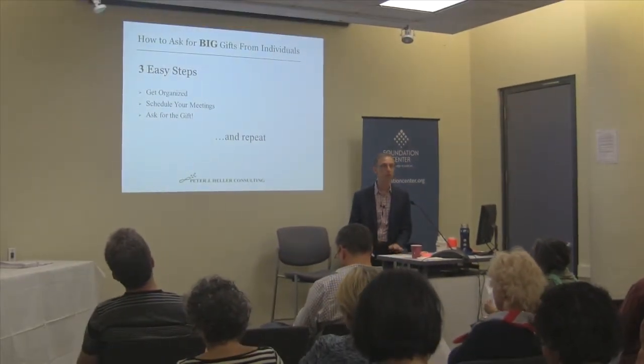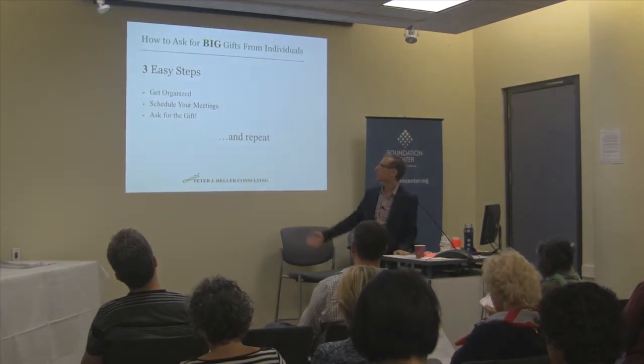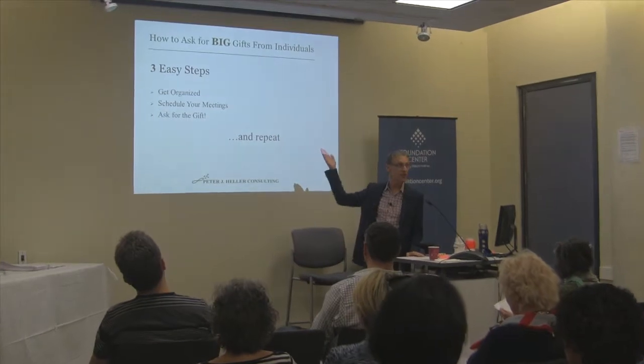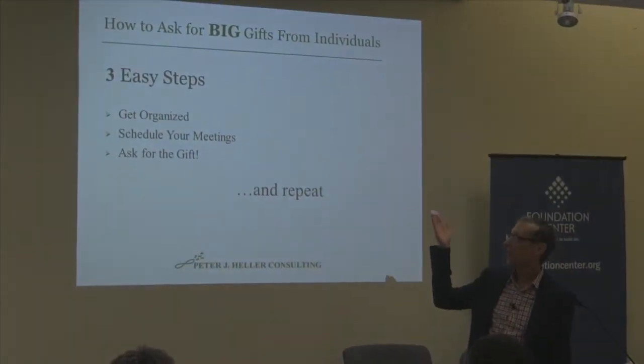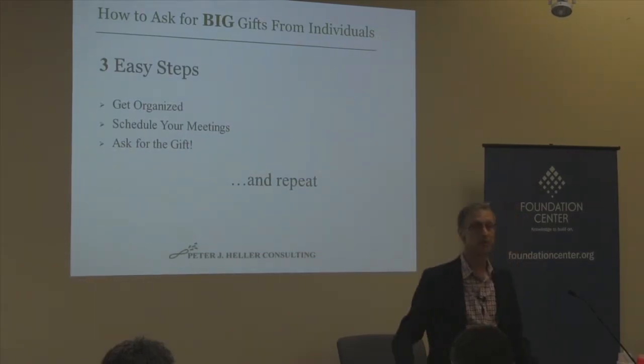Three easy steps. You have details on the steps, which we're going to go over. They're on this sheet of paper. But just basically, so we know what they are: get organized, schedule your meetings, and ask for the gift. Okay, ask for the gift is basically going on meetings.